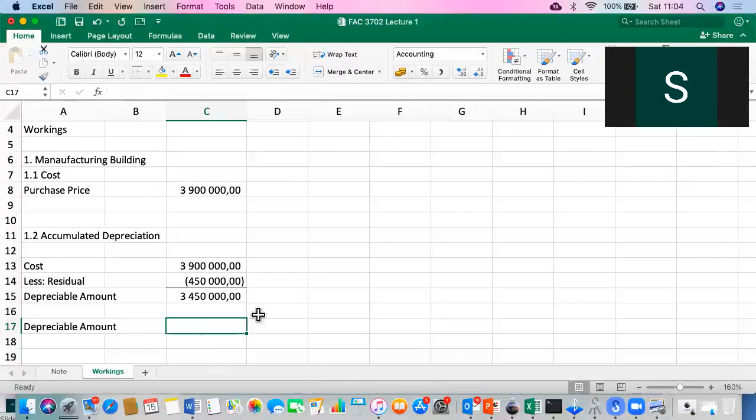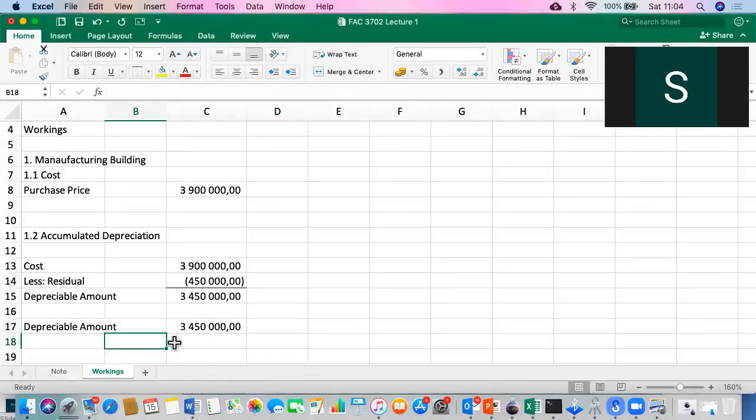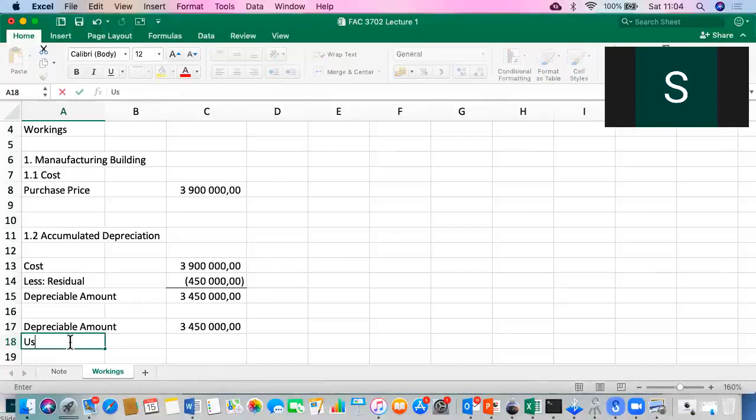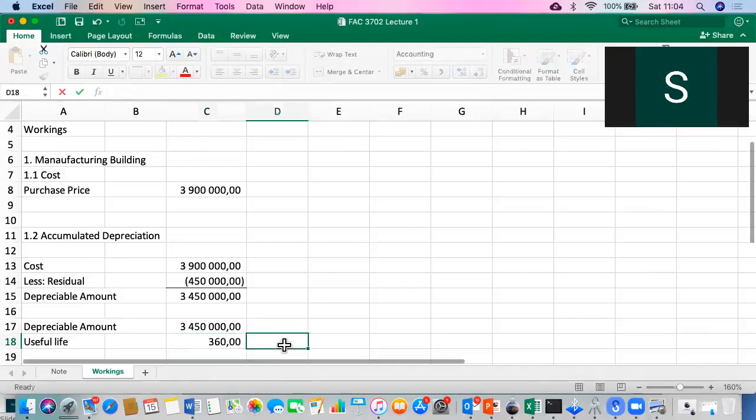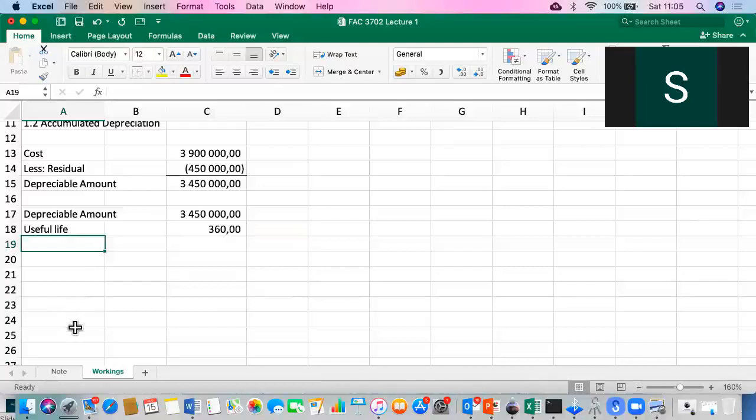which is the 3,450,000. Okay, and then we ask, what is the useful life in the question? And the useful life is given as 360 months. So I'm not using years, I'm using months. Okay. And then we ask, how much depreciation do we want to the beginning of the year? We want actually 9 months.